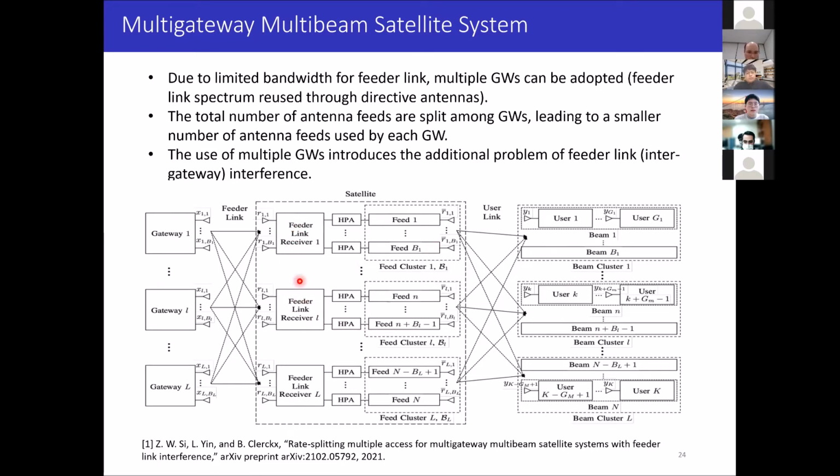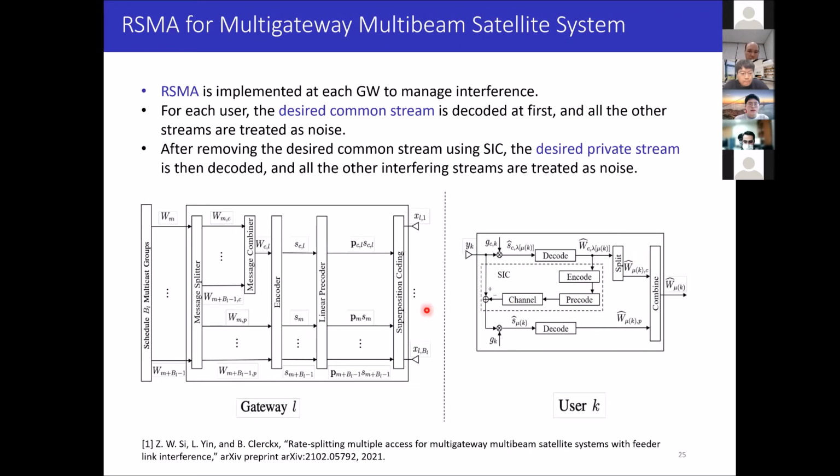And so here you have a feeder link receiver that can be designed. The whole point is to use a rate splitting architecture at each of those gateways that will split the message into common and private parts that will be transmitted over the air. There will be a receiver here that will try to filter the interference coming from the feeder links, try to get rid of part of the interference coming from gateway L, gateway capital L, and so on. And then those rate splitting messages will be amplified and transmitted over the air on the user link down into this beam cluster 1. And so this is the architecture that we have at each of those gateways.